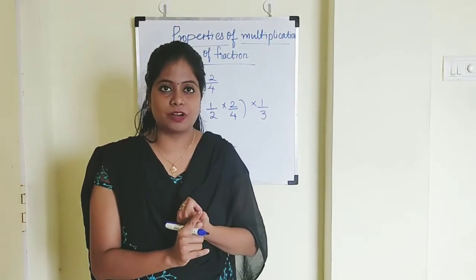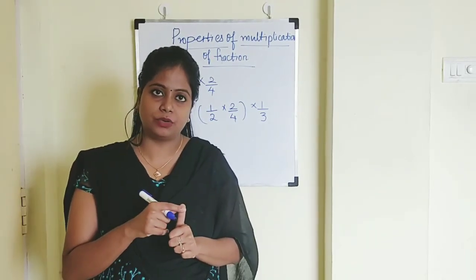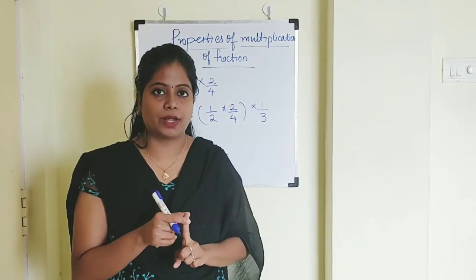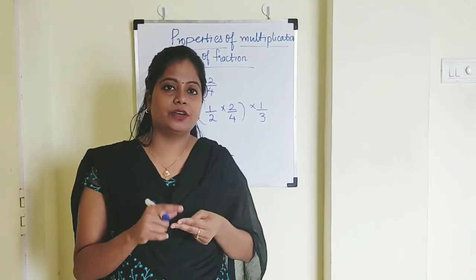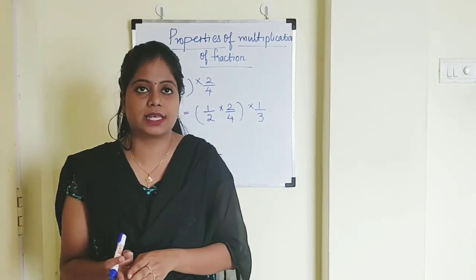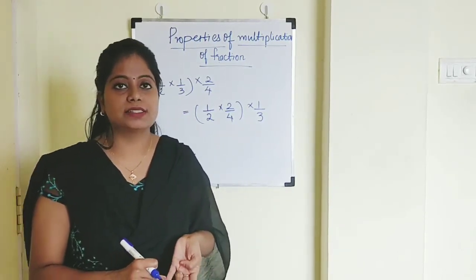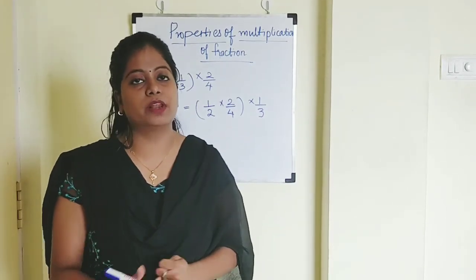I'll just do a small recap. The first property is any fraction multiplied by 0 will be 0. Any fraction multiplied by 1 will be the fraction itself. The third says changing the order of the fractions will not change the product. That means the product remains the same. The fourth property says that when you change the grouping, again the product remains the same. The product will not change.